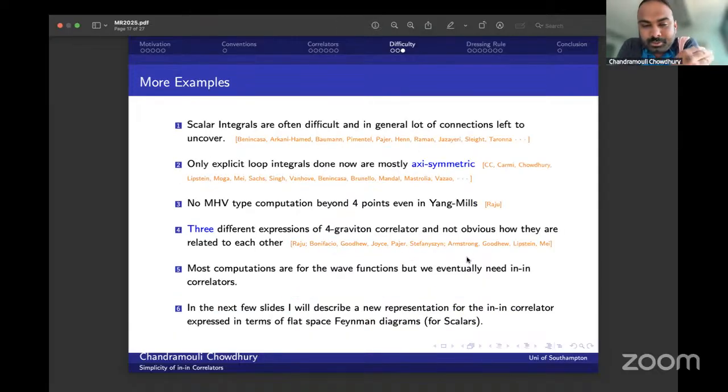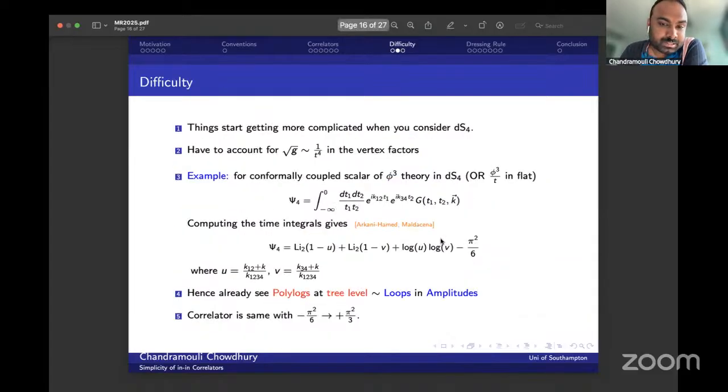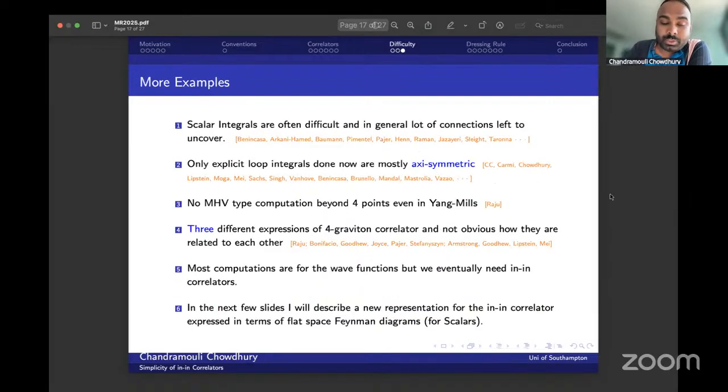Now let me just tell you a story about how this field has been evolving and what the difficulties are that people are trying to understand. For this particular example, which is just a scalar field theory, you were able to do the integral, but if you're asking the question about 5 points, it's not very easy to just do the integral. And I think even trying to do these integrals for scalar fields is often difficult. And in general, there are lots of connections left to uncover.